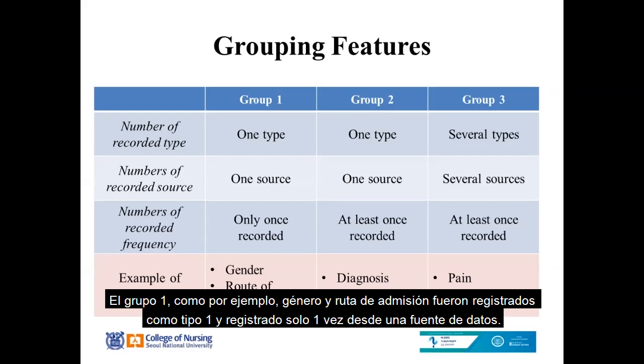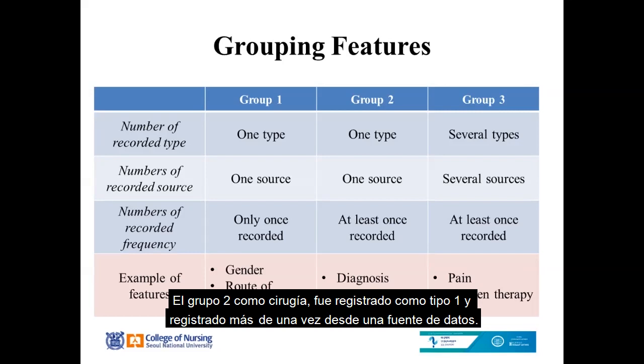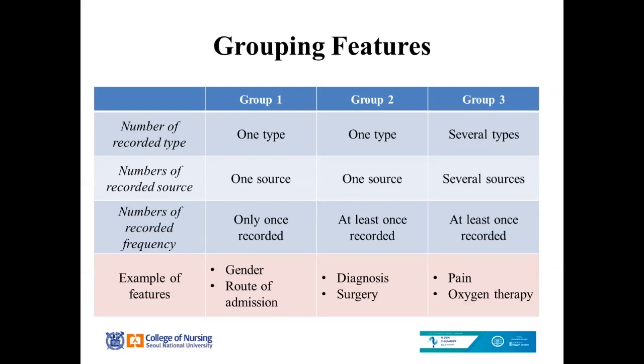Group 1, such as gender or route of admission, was recorded as one type and recorded only once from one data source. Group 2, such as surgery, was recorded as one type and recorded more than once from one data source. Group 3, such as pain or oxygen therapy, was recorded as several types and recorded more than once from several data sources.